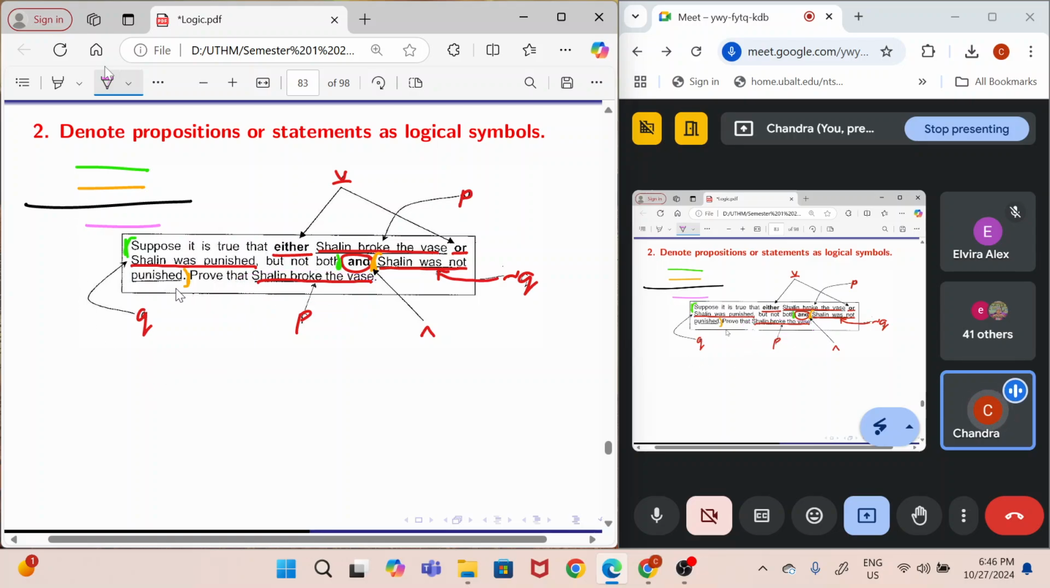So let me see how I can write. Suppose it is true that either Shalin broke the vase or Shalin was not punished. So how can I write? P either or Q. The first sentence, from here to here, all the way here. From here until the end. End is the breaking point. All this I can write like this.